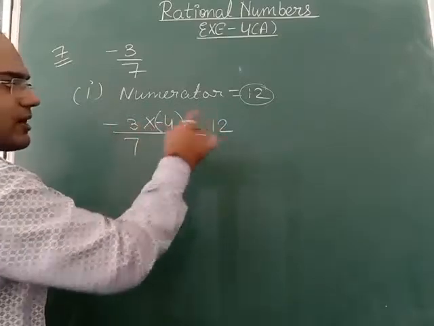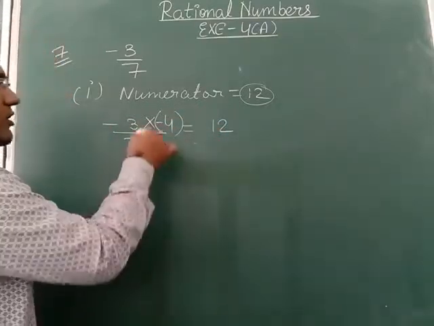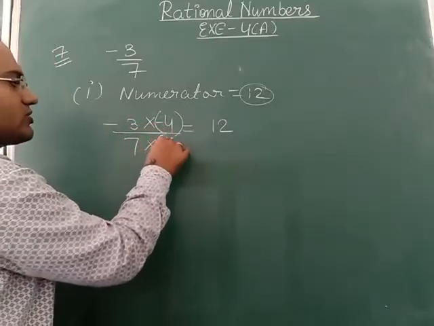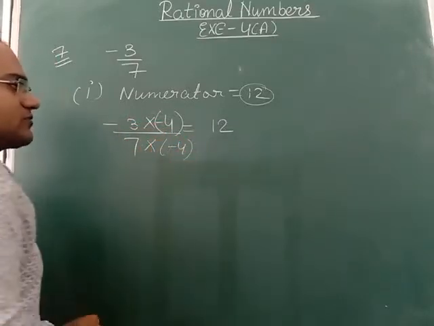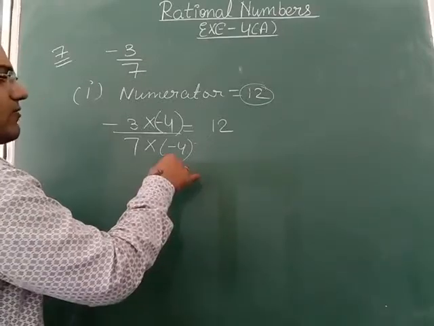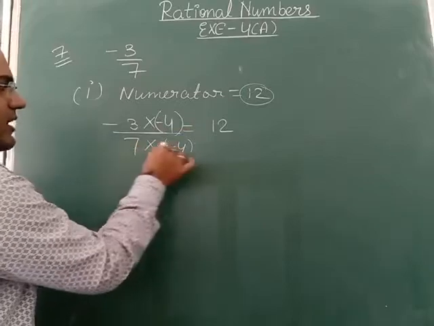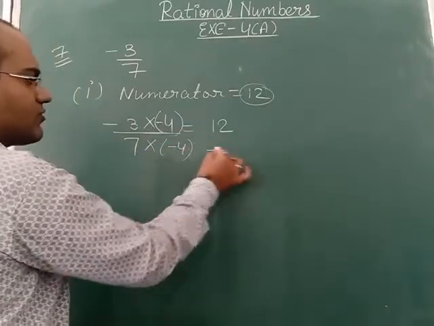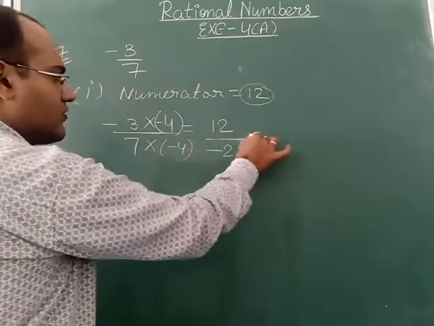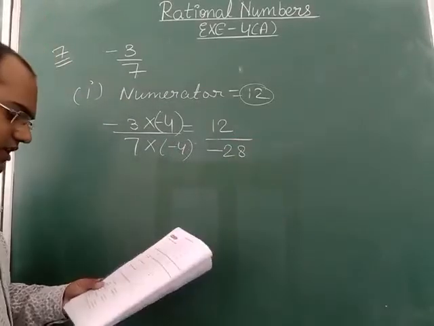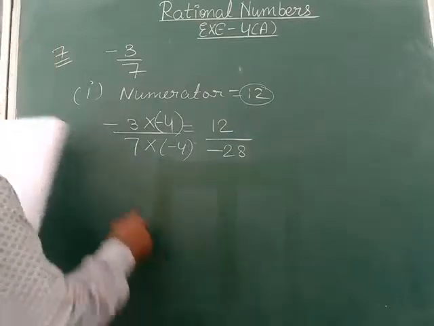4 into 3 will become 12. So in the numerator we are multiplying with minus 4, so in the denominator also we have to multiply with minus 4. This is the rule: the same number we have to take in the numerator as well as in the denominator. Now plus into minus, 7 into 4 is 28. So the first part answer is 12 upon minus 28.